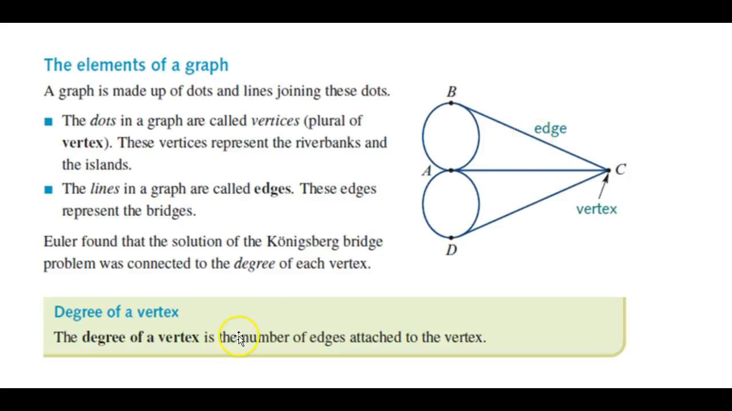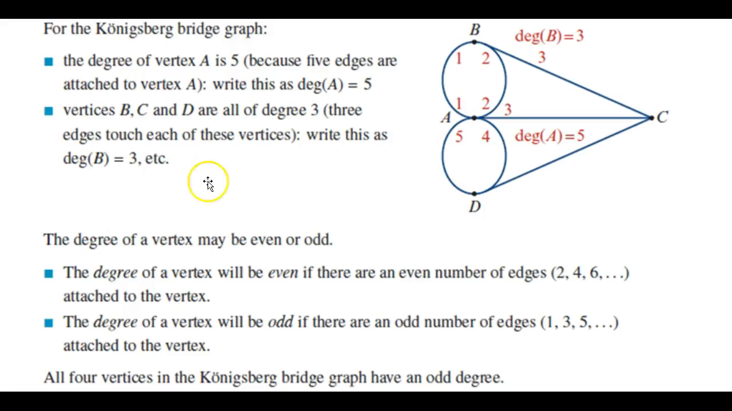Euler discovered the solution to this problem was related to the degree of a vertex, which is the number of edges attached to each vertex. For this bridge problem, we can see the degree of vertex A is 1, 2, 3, 4, 5, because there are 5 edges connected to it. The way we write this is DEG(A) = 5. The degree of vertex B is 3. The degree of vertex C is 1, 2, 3. And the degree of vertex D is 1, 2, 3.